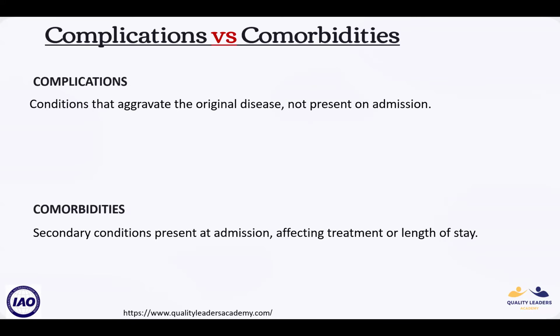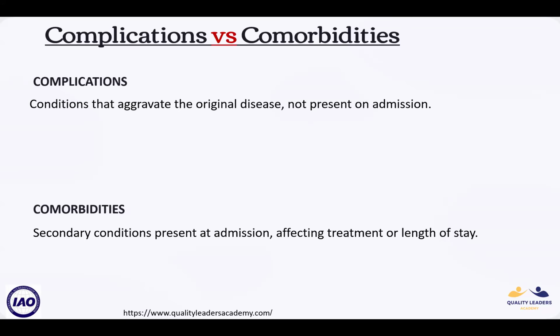For example, if a patient is admitted for pneumonia and develops a hospital-acquired pressure ulcer during the stay, that's a complication, because the pressure ulcer was not present at the time of admission, but developed after admission, during the care process. Whereas if the patient arrives with pneumonia and has diabetes, the diabetes is a comorbidity.